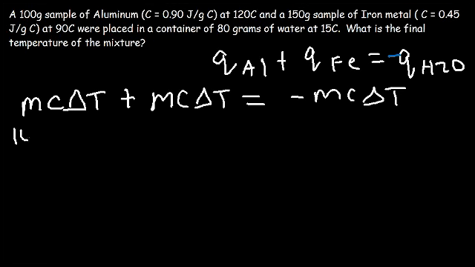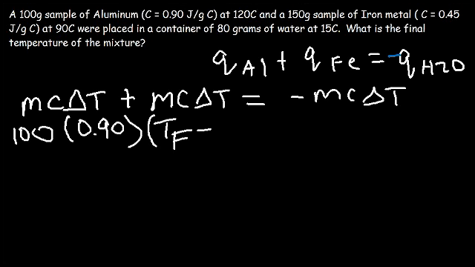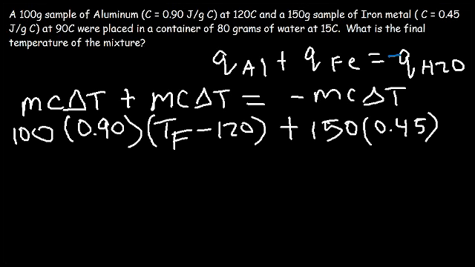So the mass of aluminum is 100, the heat capacity is 0.9, and the temperature change is the final minus the initial temperature of aluminum, which is 120. And the mass for iron metal is 150. The heat capacity for iron metal is 0.45 times the temperature change, which is the final temperature minus the initial temperature of 90.